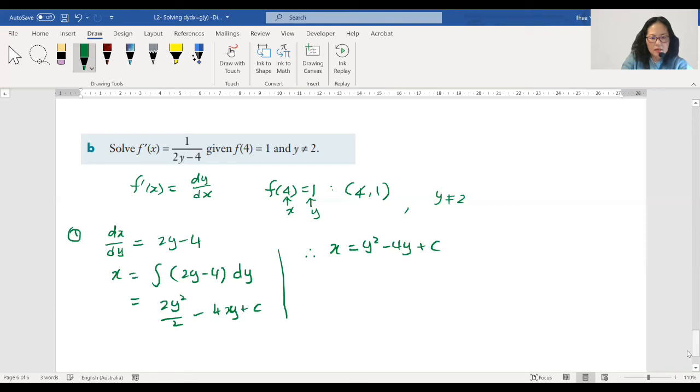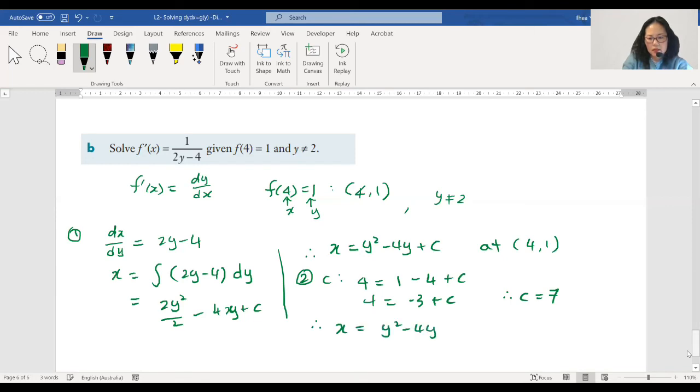My second step, I need to find the c using 4 and 1. So I'll put 4 equals 1 minus 4 plus c, because y is 1, so I don't have to worry about that sort of thing. So this will be 4 equals minus 3 plus c, so c equals 7. So my equation now is x equals y squared minus 4y plus 7.